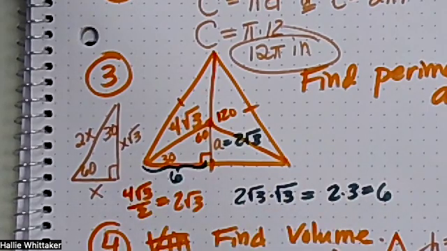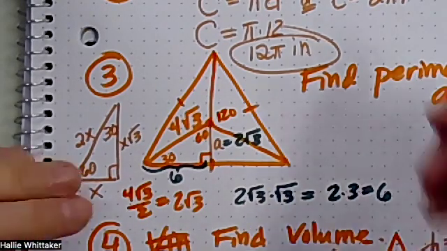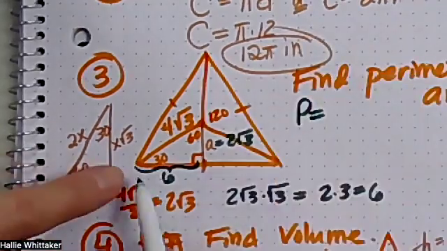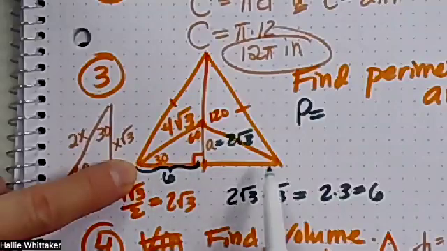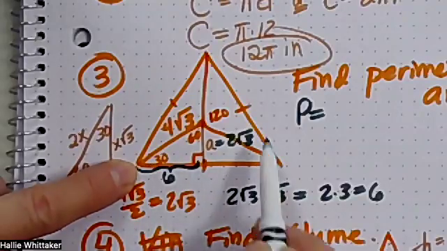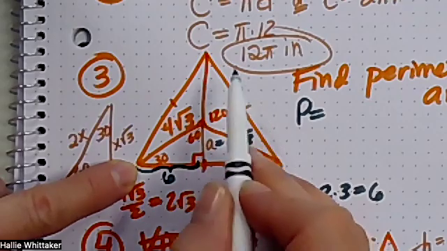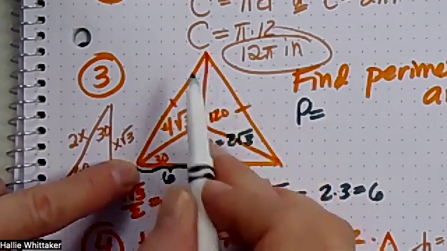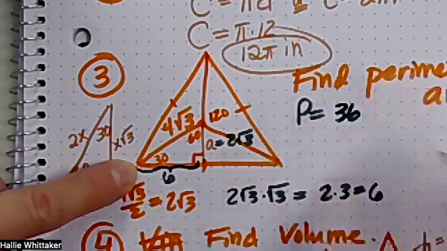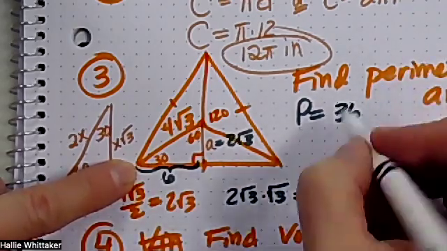If you got through that, good job. So let's back up. Perimeter. If this is 6, what's this whole side? 12. And then this is 12. And what's this side? So what's the perimeter of the whole triangle? 36. You got it. So we've answered that.